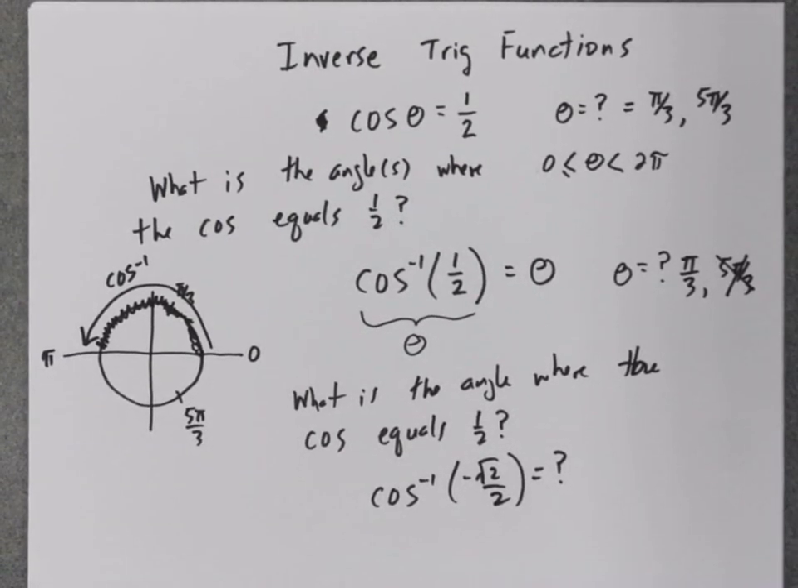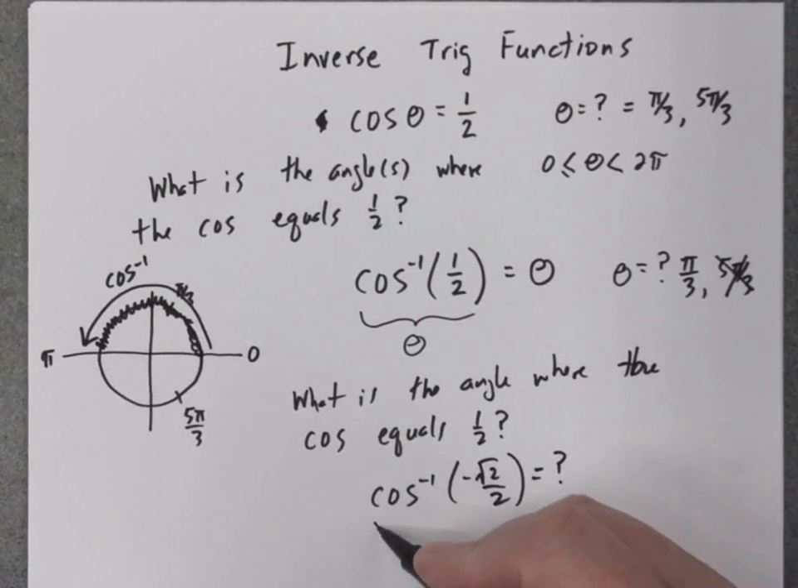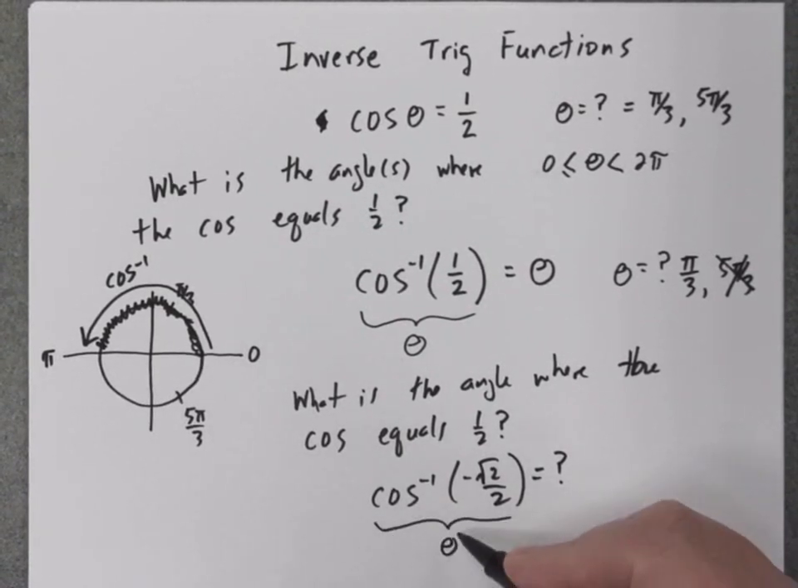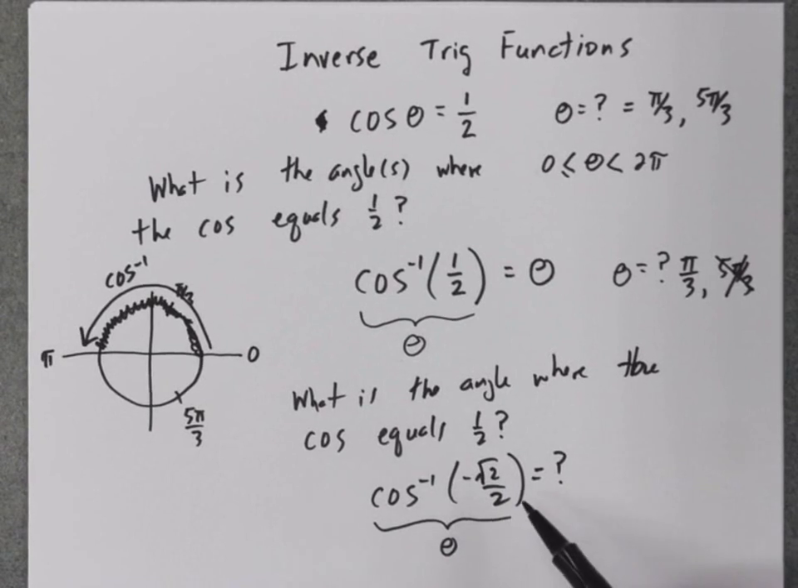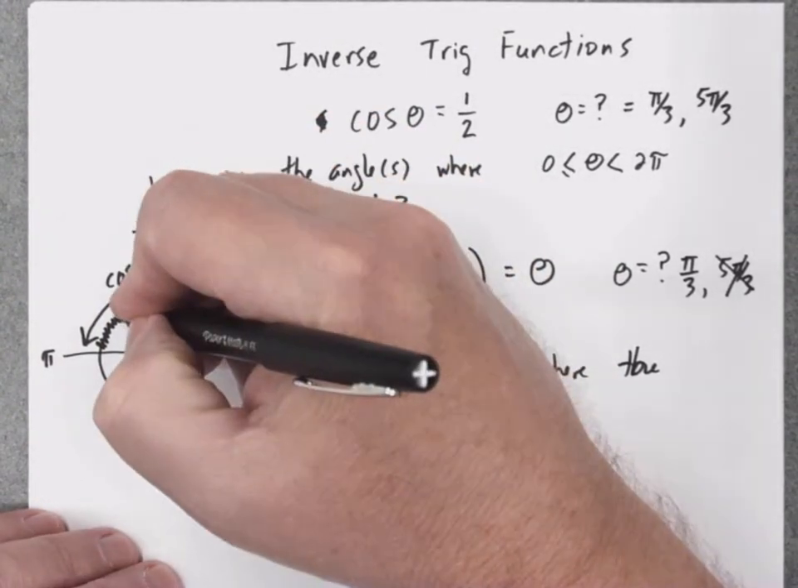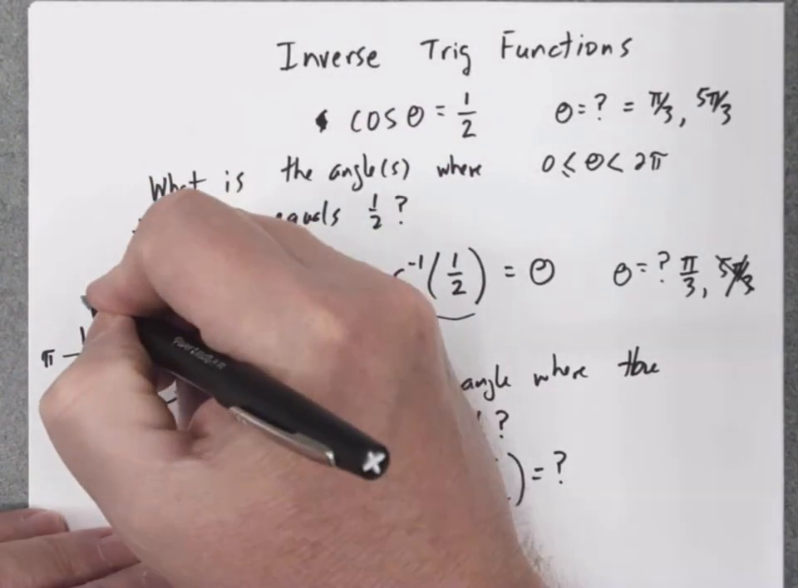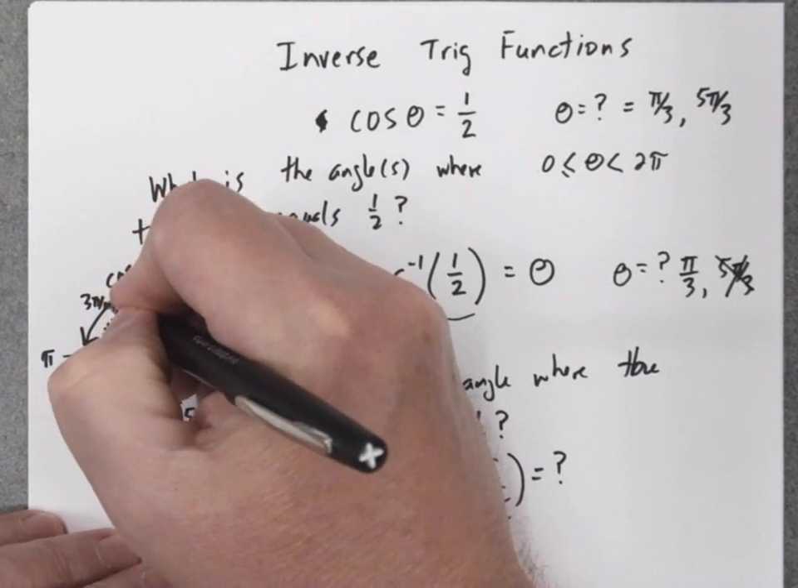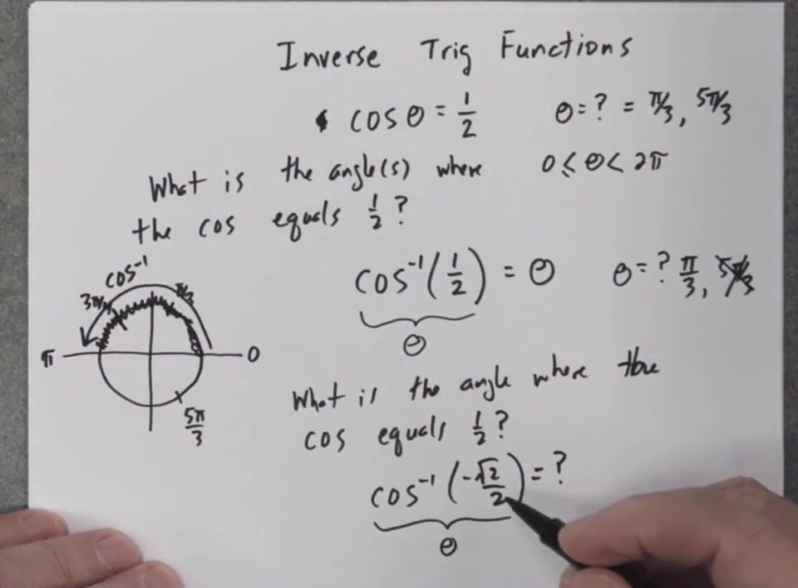So, we're given this problem. What's the inverse cosine of negative square root of 2 over 2? In my head, I'm thinking this answer is going to be an angle. So I ask myself, what's the angle where the cosine is negative square root of 2 over 2? So I go to my unit circle, and I realize the cosine at 3 pi over 4 is negative square root of 2 over 2.